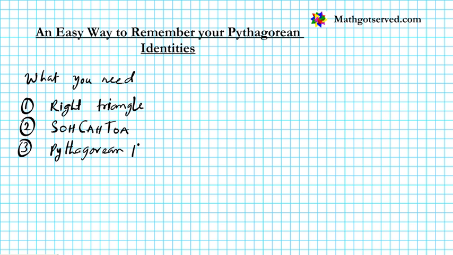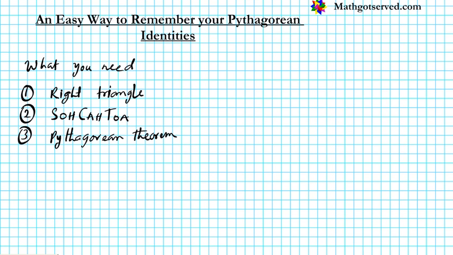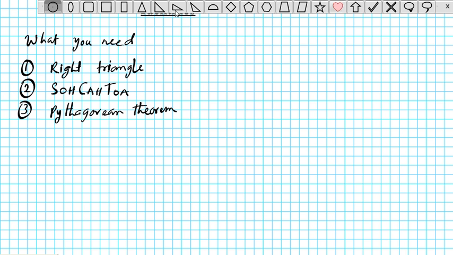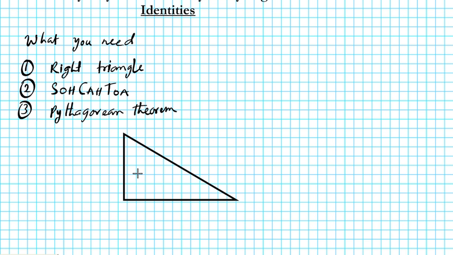So, if you know how to draw a right triangle and label it correctly using SOHCAHTOA, and you know your Pythagorean theorem, then you should be in good shape to generate your Pythagorean identities from memory. So what I'm going to do first is sketch my right triangle and label it appropriately. So sketch a right triangle right there.